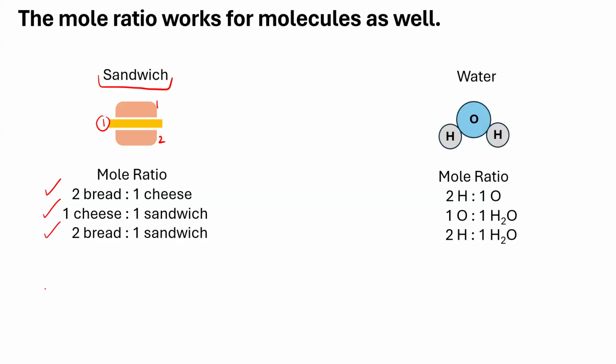Well, this works within a molecule as well. Let's look at water. Water has two hydrogens and one oxygen. So the ratio is two hydrogen to one oxygen. For each one water, there's one oxygen there, right? And for each one water, there are two hydrogens. Let's circle those. This is the oxygen, right? And this is the oxygen. This is the two hydrogens. This is the two hydrogens, right? We're looking at ratios, and this is the mole ratio of a molecule, right? So it works for both.